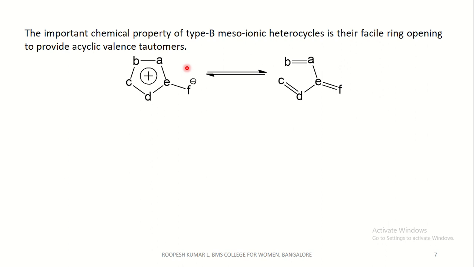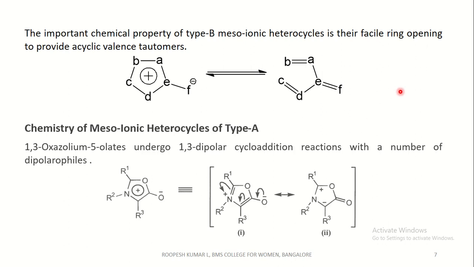Whereas this negative charge shifts here to form a double bond. This double bond shifts here to form a double bond between B and A. This breaks and this forms a double bond here, and this neutralizes to form an acyclic valence tautomer.